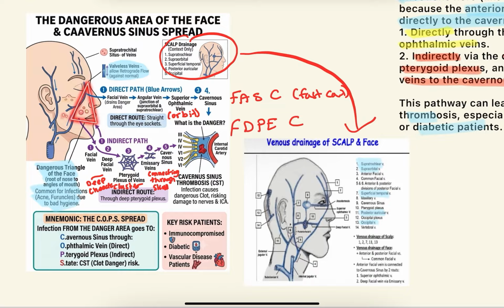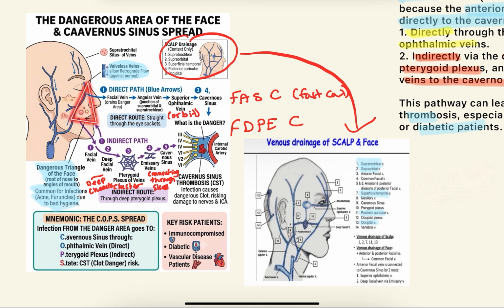What are they telling us? That in the scalp, for the drainage, I have certain veins. For example, I have the supratrochlear vein, I have the supraorbital vein, I have the superficial temporal vein, I have the posterior auricular vein, and I have the occipital vein. These are the main, for example, scalp drainages. Obviously, there are others. You can read about them. It's fine. But the most important thing that you need to take from this slide is that these veins are valveless. Meaning what?